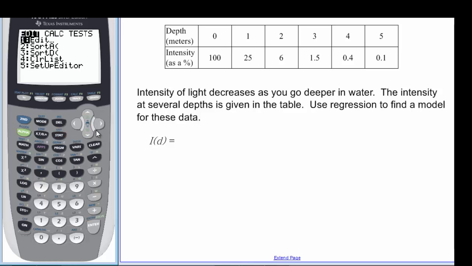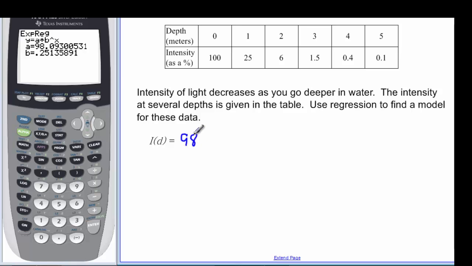So stat, over to calculate. 0, remember, was exponential regression. There it is, so press enter. And we have I of D is going to be equal to 98.09 times 0.25 to the D. Remember, these variables need to match.